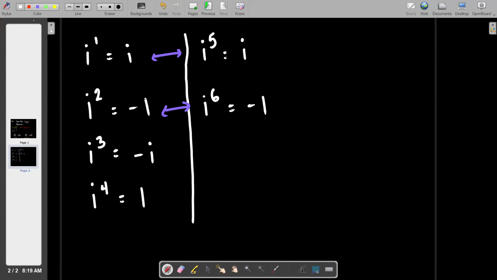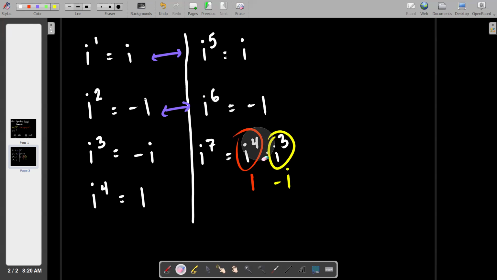And I'm going to do it just because it's my job, but you already kind of know the cat's out of the bag. i to the 7th could be broken into i to the 4th times i to the 3rd, because 4 plus 3 is 7. And again, third verse, same as the first. What's i to the 4th? 1. The great identity, 1. And what's i to the 3rd? -i. And what's 1 times -i? Therefore, as we would have surmised, i to the 7th power is equal to -i.